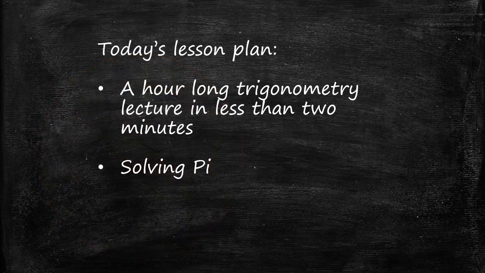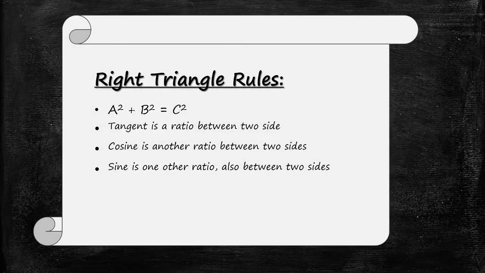To solve pi accurately, you need to know trigonometry. Now, I don't want to give an hour-long lecture about trigonometry, but put basically, right triangles have rules. If you know two things about a right triangle, there's only one option it can be. Every right triangle is bound by these rules. Stuff like a squared plus b squared equals c squared, etc. Now, let's solve pi.